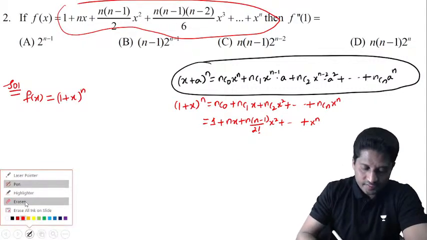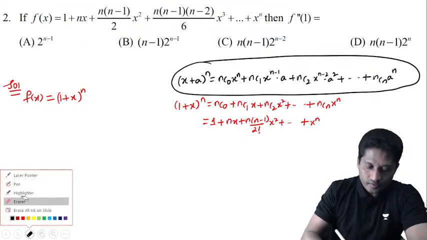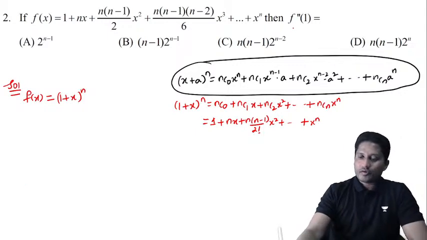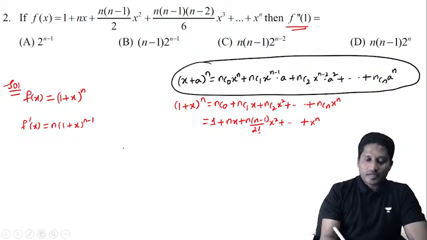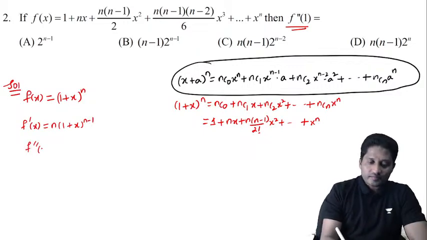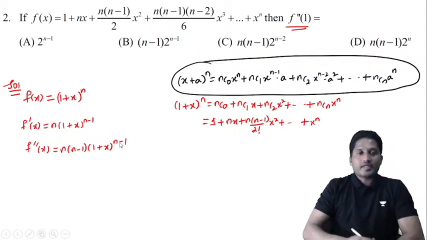Right, now if I differentiate, I am supposed to find out what is f double dash of 1. F dash of x is equal to n into (1 plus x) whole to the power of n minus 1. Okay, f double dash of x will be n into n minus 1 into (1 plus x) whole to the power of n minus 2. This is f double dash of x.